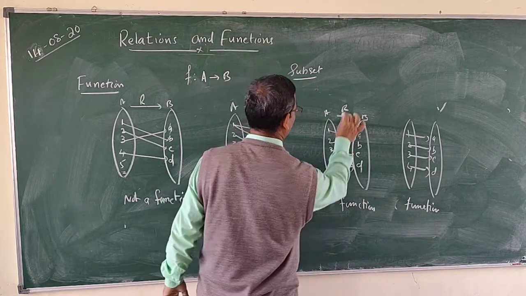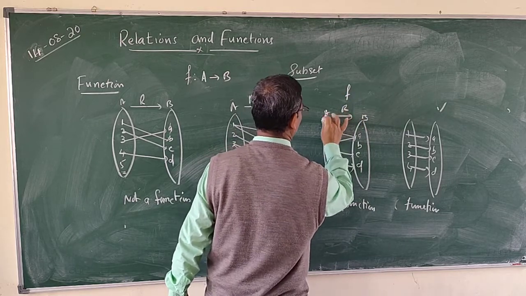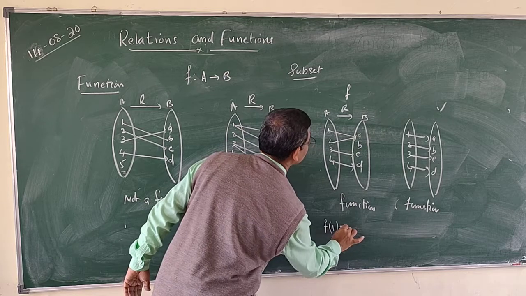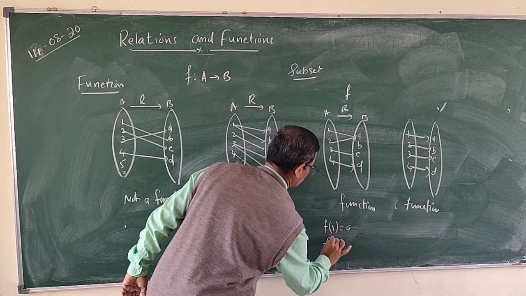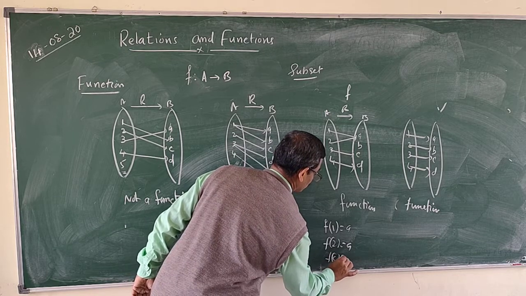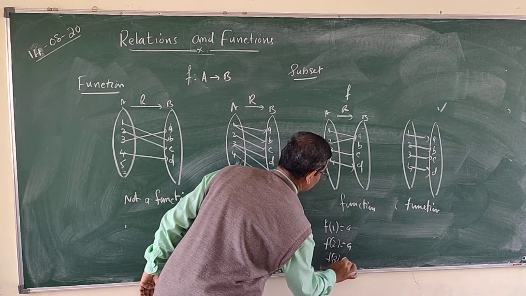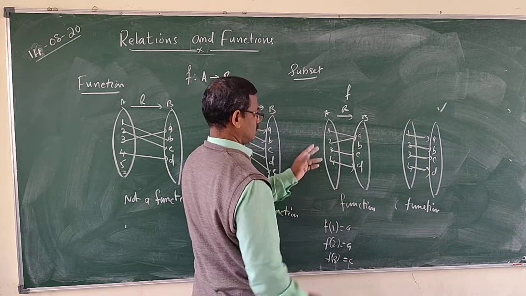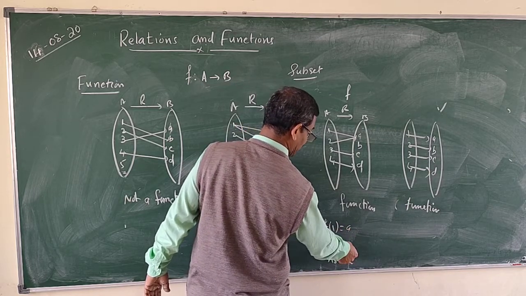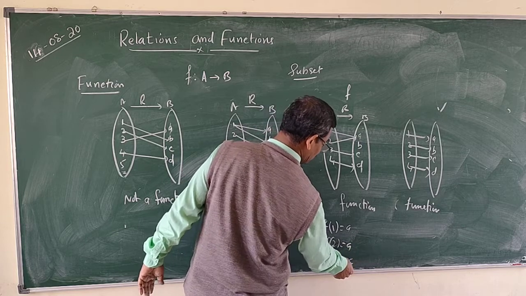Now if f is what we are using for the function, then we can say f of 1 is A, f of 2 is A, f of 3 is C, etc. So A is the image of 1, A is the image of 2, and C is the image of 3.